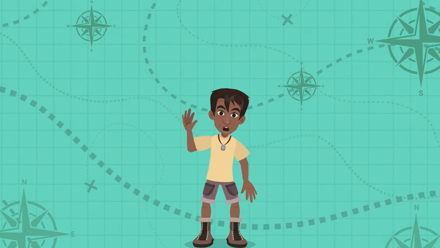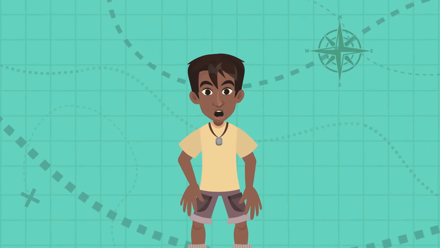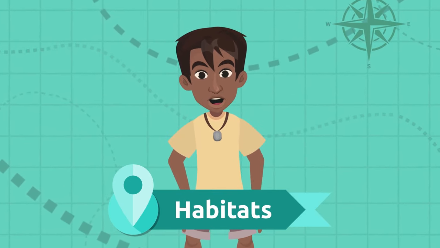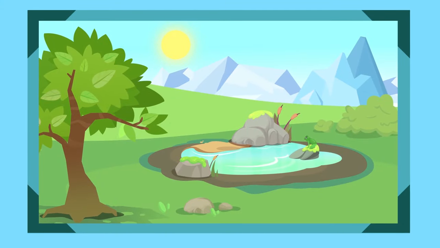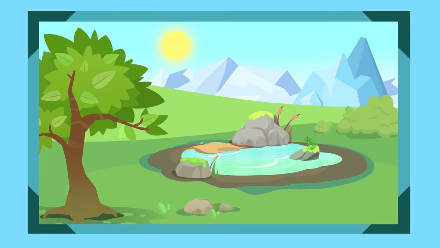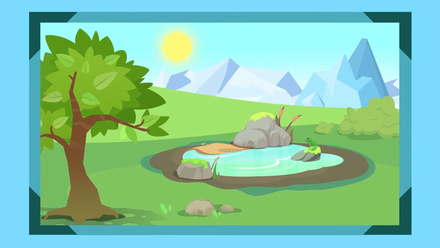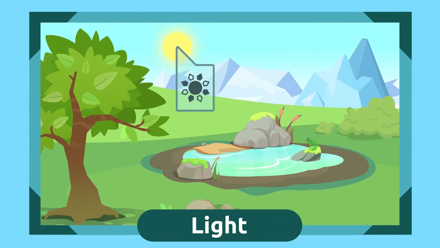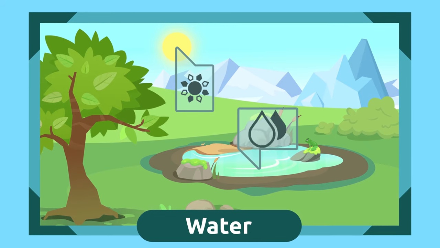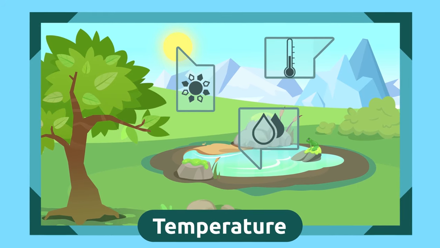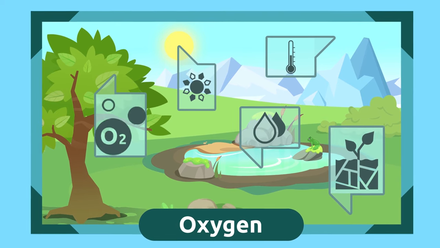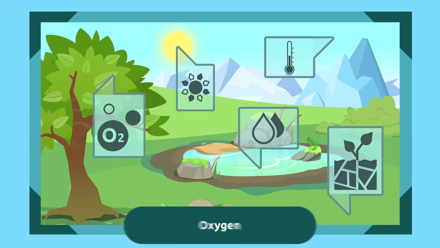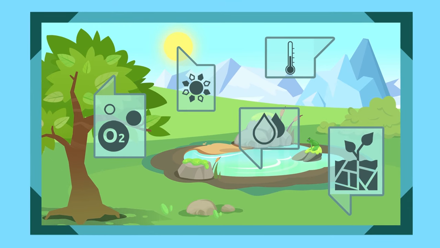Hello again, friends! In the previous video, we talked about habitats. Do you remember what they are? We call a habitat a place that has the necessary resources so that living beings can survive. These resources are the light, the water, the temperature, the ground, and the oxygen. Depending on what these resources are, we can find very different habitats.